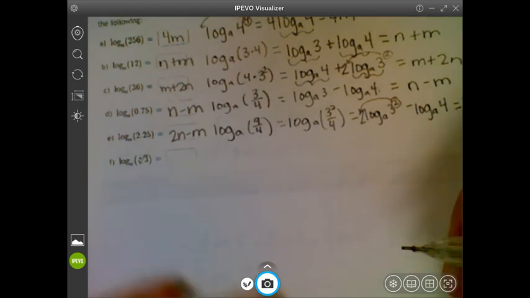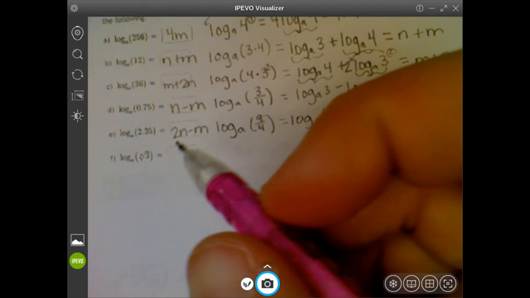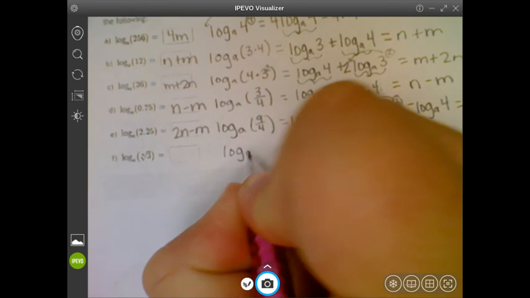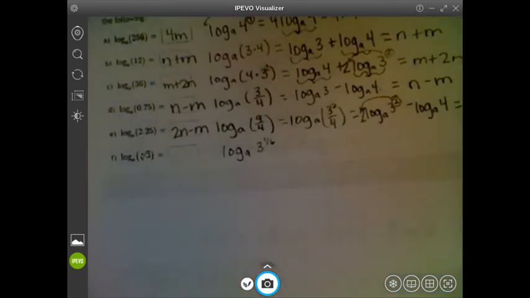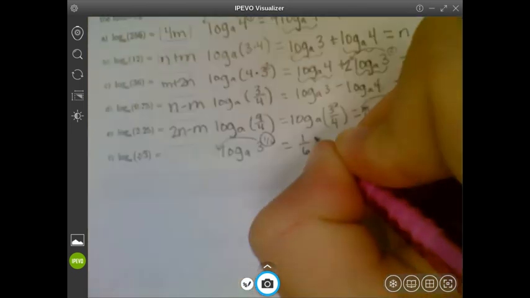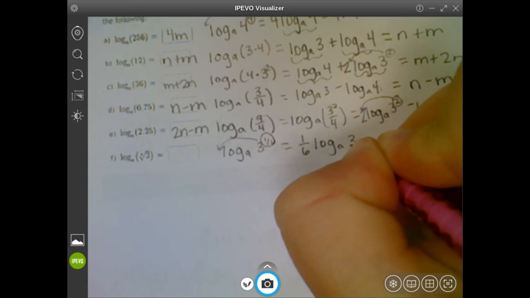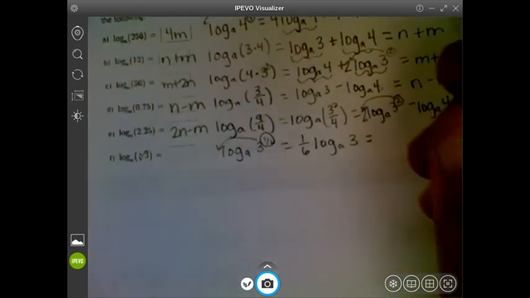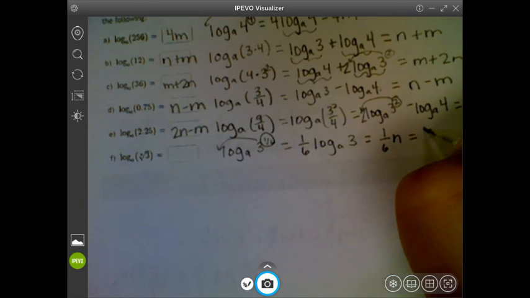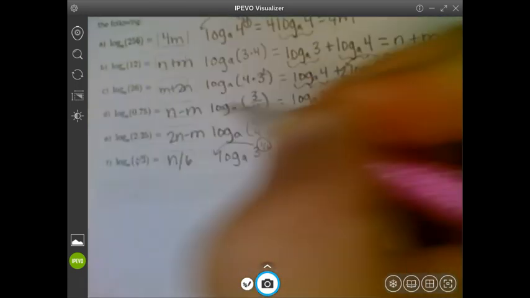All right, and last one, we have the 6th root of 3. And it might look complicated because there's a 6th root, but the really nice thing is that they give us a 3, don't they? So really what that is, it's log base a of 3 to the power of 1/6, right? That's what a 1/6 does. And the 1/6 can come into the front. So we would say 1/6 log base a of 3. And that log base a of 3 was n, right? So this would be 1/6 n, or you could say n over 6. So here we would have n over 6.